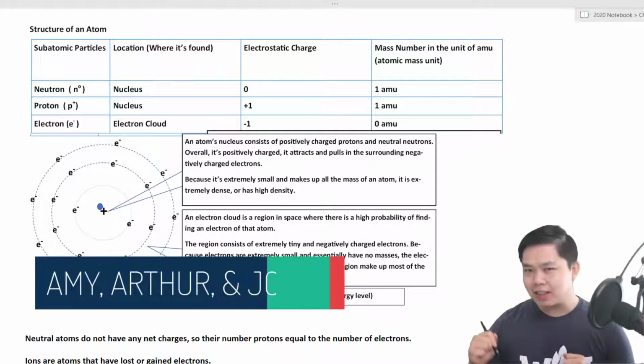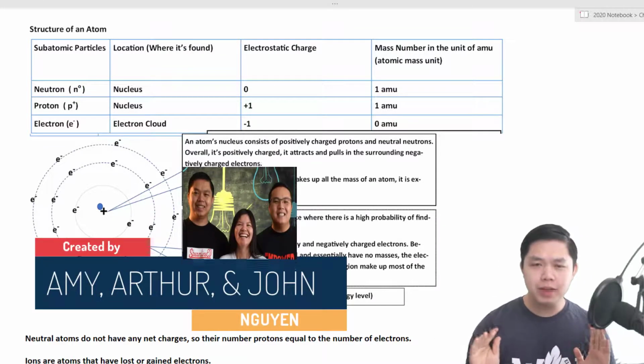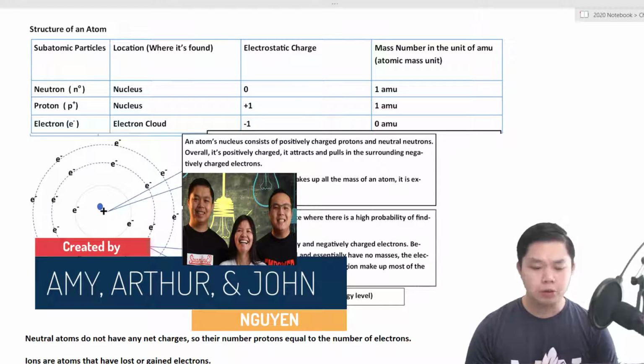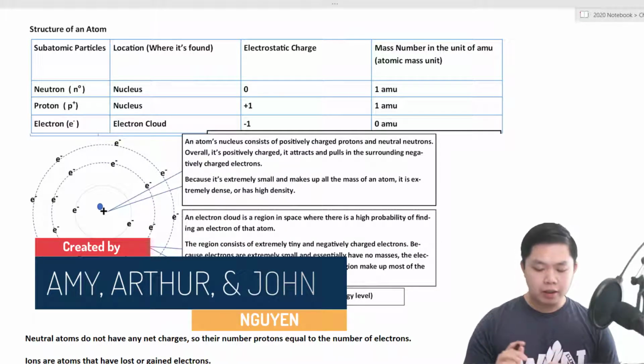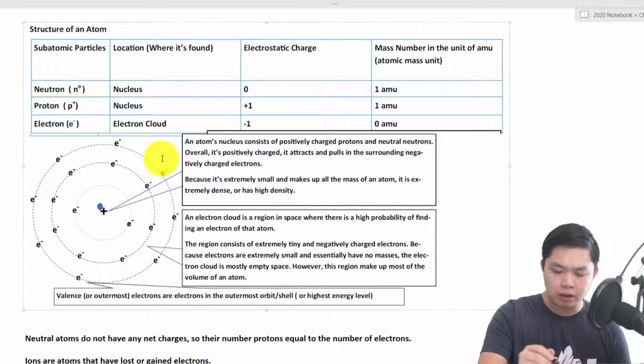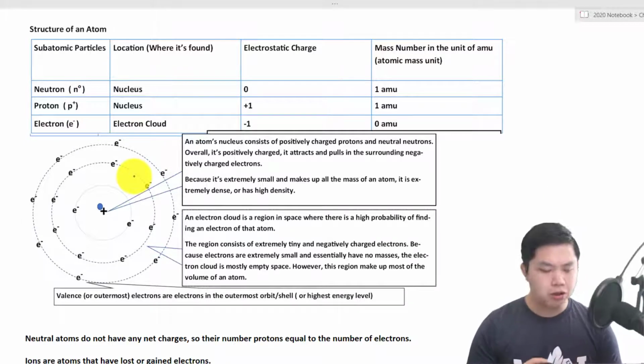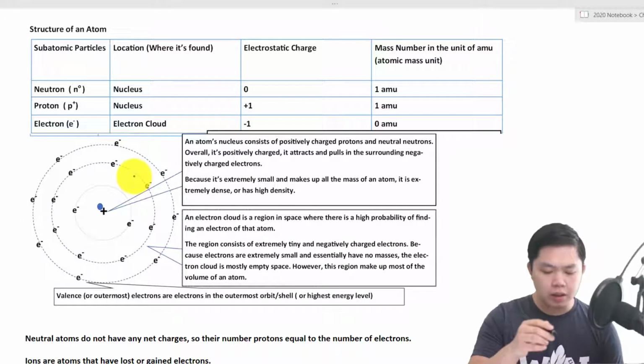Welcome back to another exciting chemistry lesson. In this lesson, we are going to learn about the structure of an atom. Let's look at this structure of an atom right here. So here we have a basic structure of an atom. Of course, this is a Bohr model.